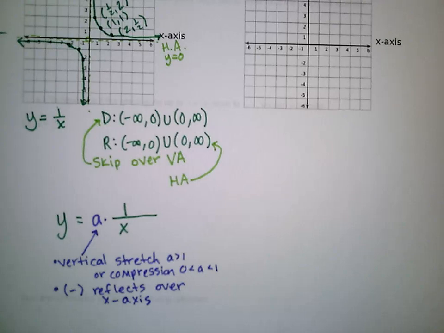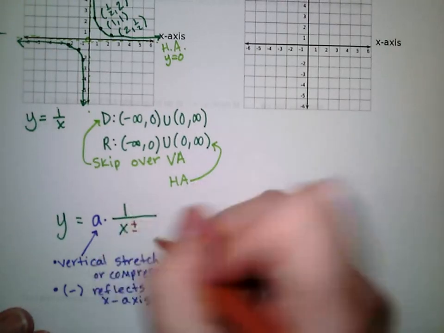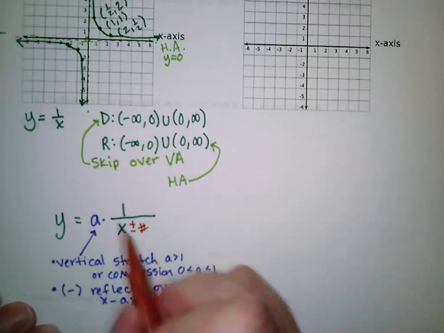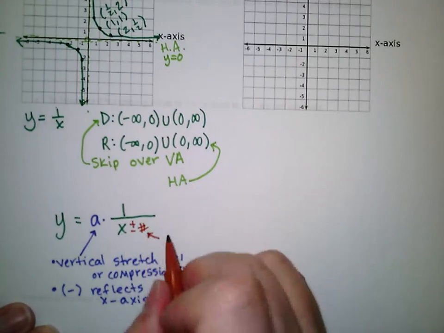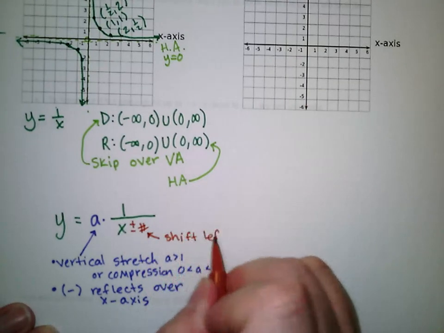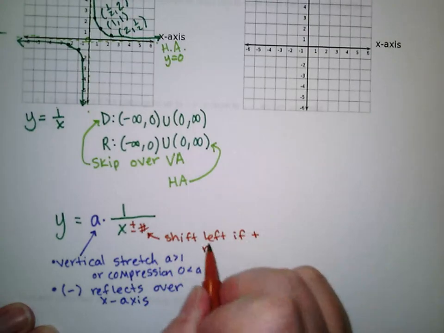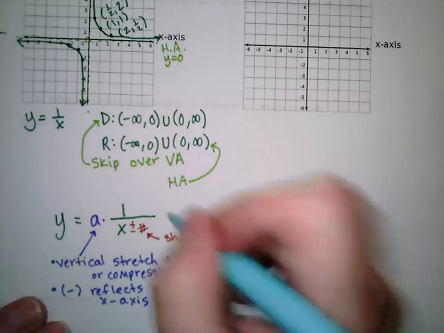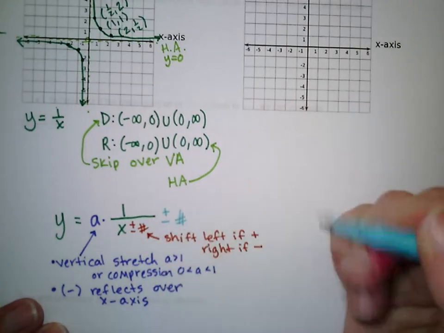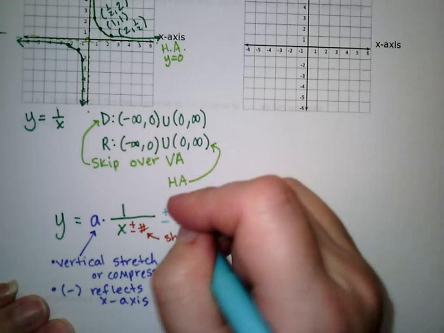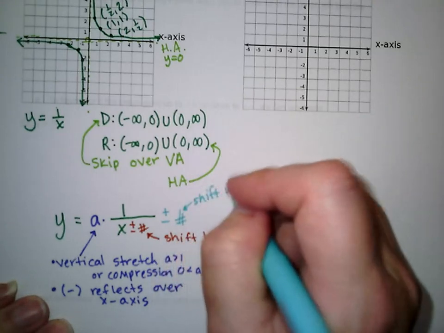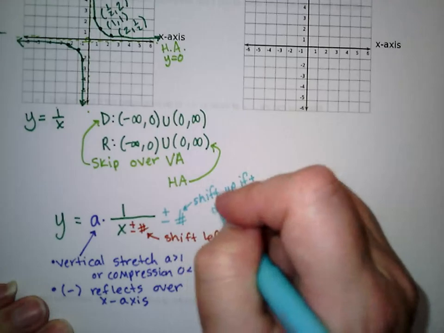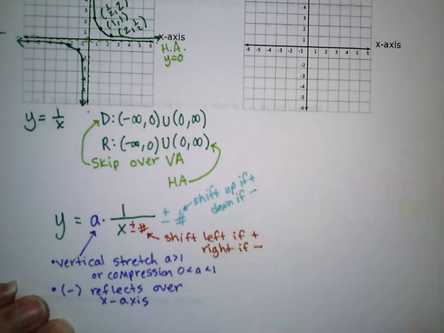This graph can shift left and right by adding or subtracting a number in with the x, so down in that denominator. That is going to shift left if it's added and right if it is subtracted, just like it did in all of our other function families. And then we can shift up and down by adding or subtracting a number that's separate from the fraction. So this will shift up if it's added and down if it's subtracted.